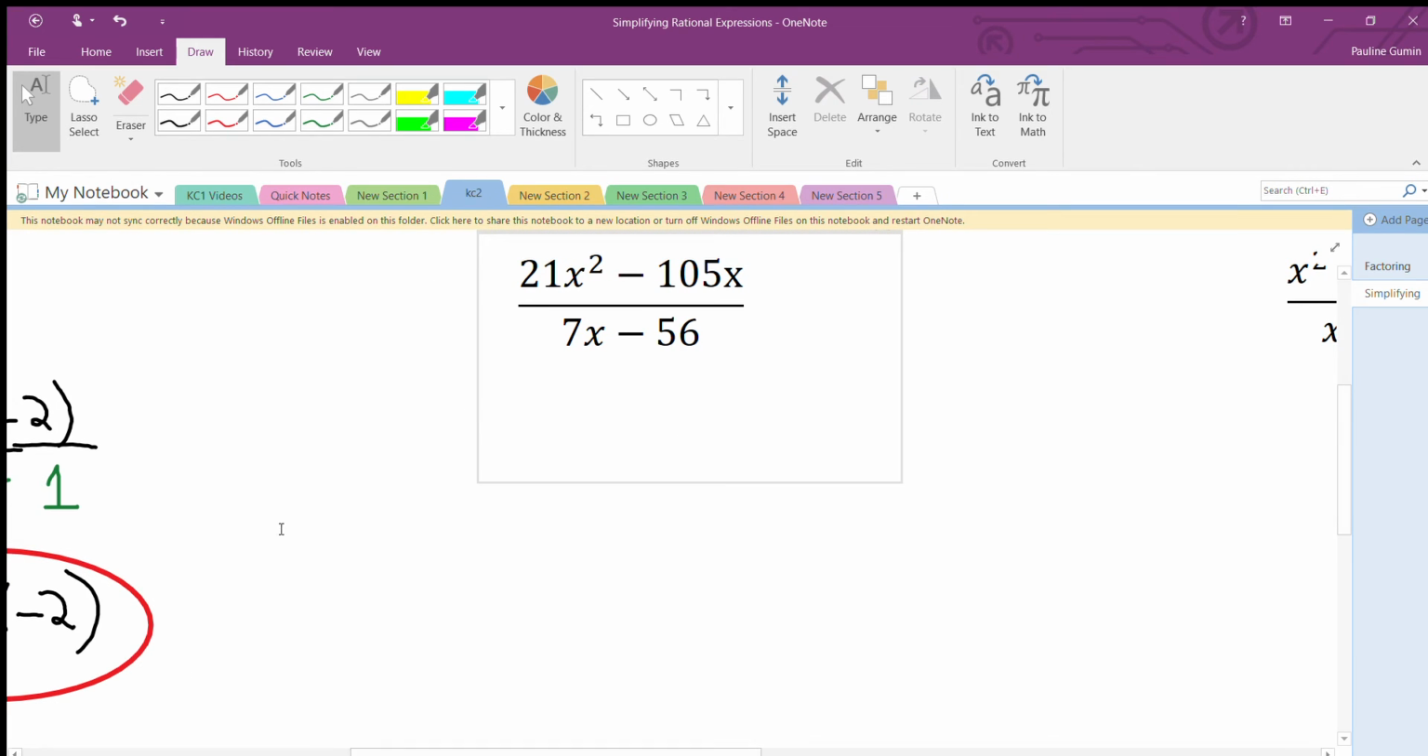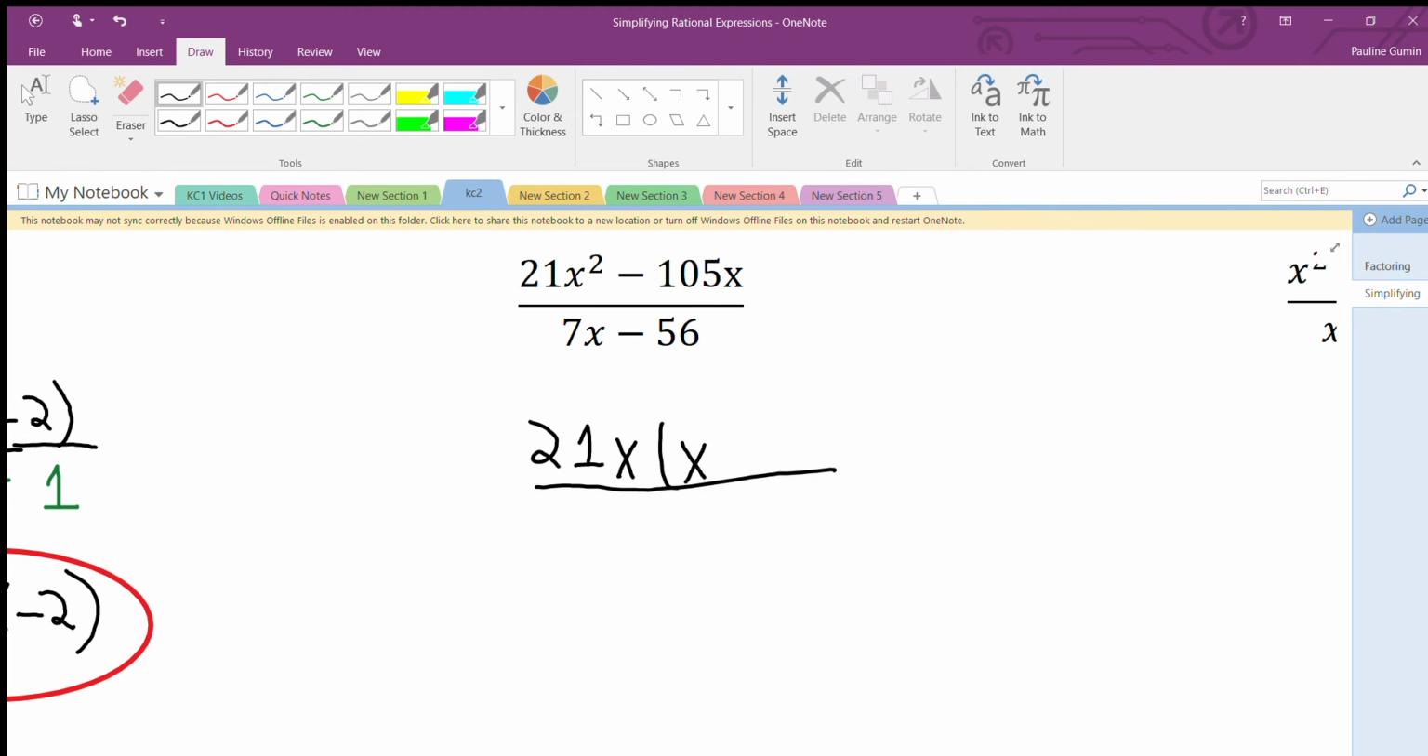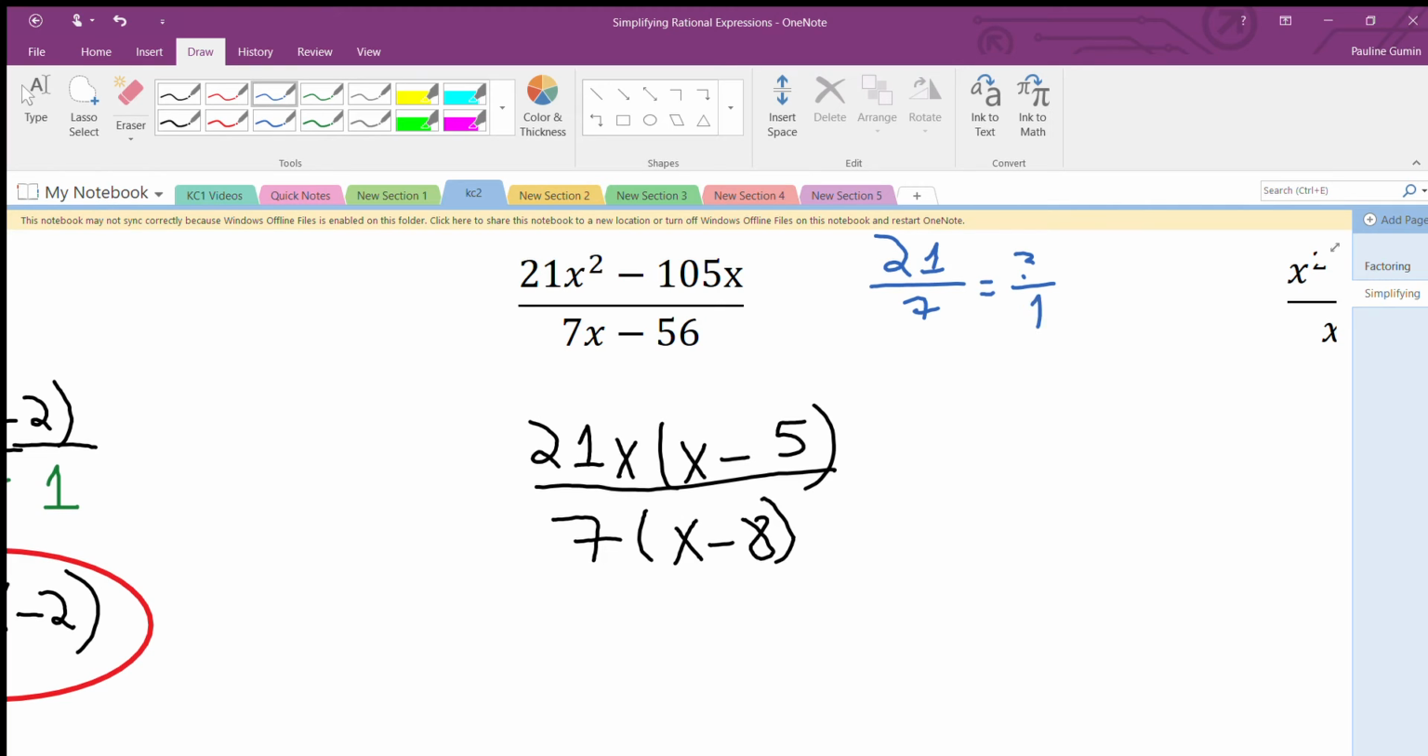Let's try that again. On the top, I see a greatest common factor of 21x. And on the bottom, I see a greatest common factor of 7. All right. I noticed that the binomials are different, so I can't really do anything to the things in parentheses. However, reminder that we have 21 over 7, which is 3 over 1. So that becomes a 3.